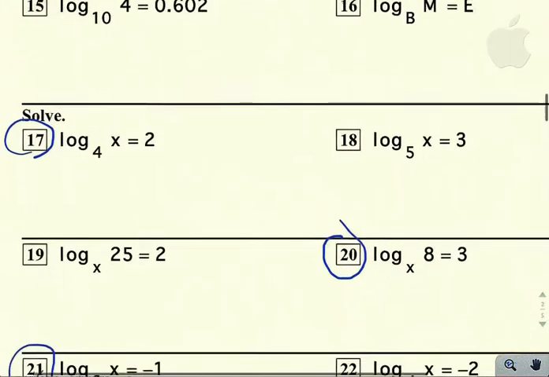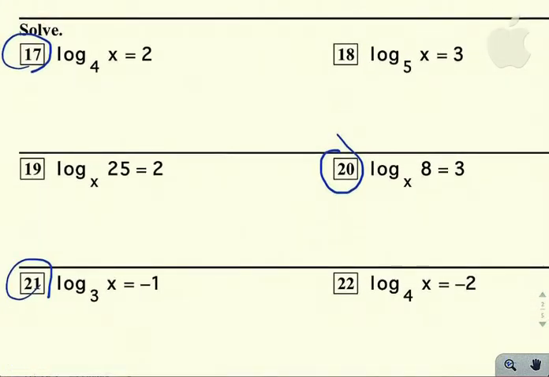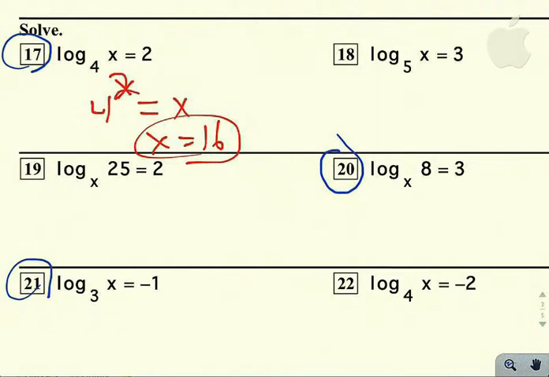Now let's solve equations. Usually when you have a log equation, you put it in exponential form and go from there. In number 17, 4 to the 2 equals x. 4 squared is x. So x is 16. Number 20, x cubed equals 8. So x is 2.